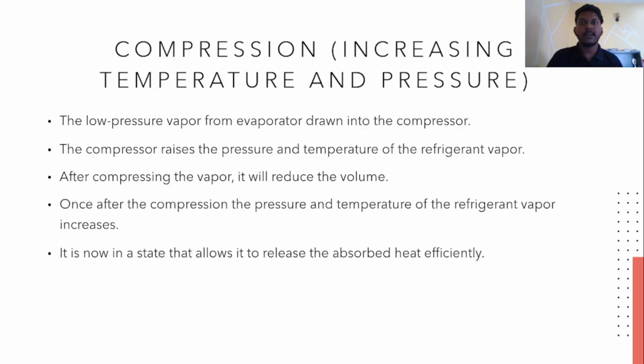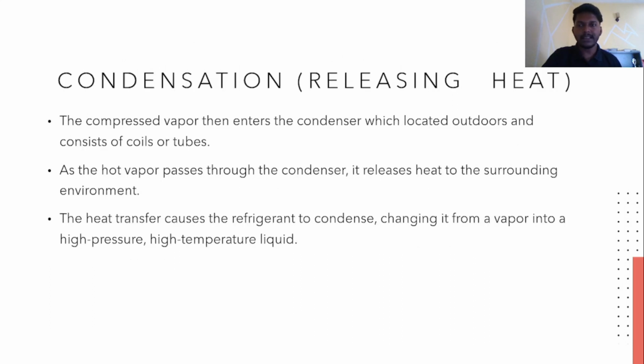Next one is compression, which is increasing temperature and also pressure. The low pressure vapor from the evaporator is drawn into the compressor. The compressor raises the pressure and temperature of the refrigerant vapor. After compressing the vapor, it will reduce the volume. Once after the compression, the pressure and temperature of the refrigerant vapor increase. It is now in a state that allows it to release the absorbed heat efficiently.